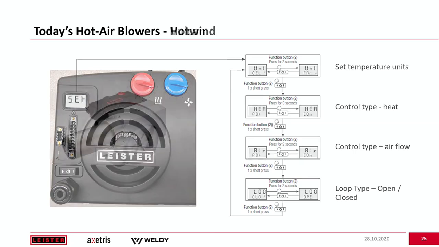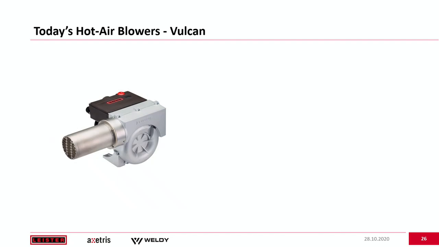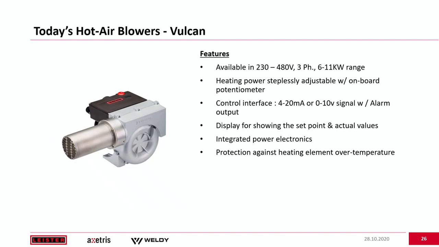And last but not least, let's talk about the Vulcan, the big brother of the category. With the Vulcan, it's available in 230 volt to 480 volt 3-phase, 6 to 11 kilowatt. It's a very powerful tool. One thing to point out with the Vulcan is you only get 1 version of this, and that is the system version. So right out of the box, you have the capability of accepting 4 to 20 milliamp or 0 to 10 volt control signals and the alarm output contact. You also incorporate a digital display just like you would with the Mistral and Hot Wind system versions.